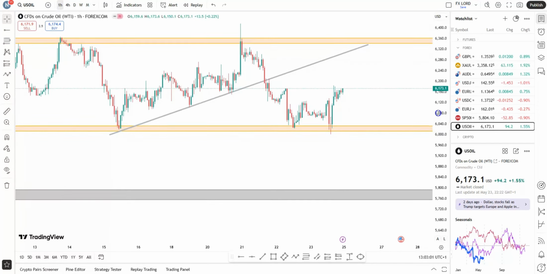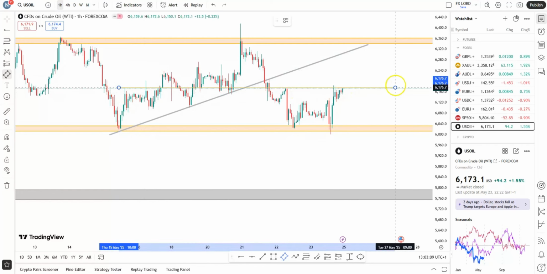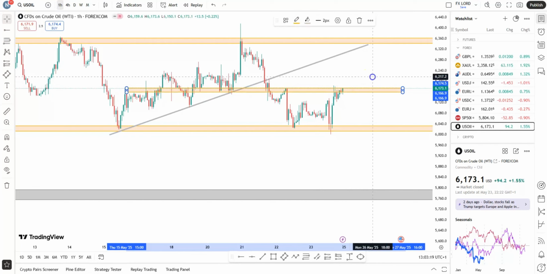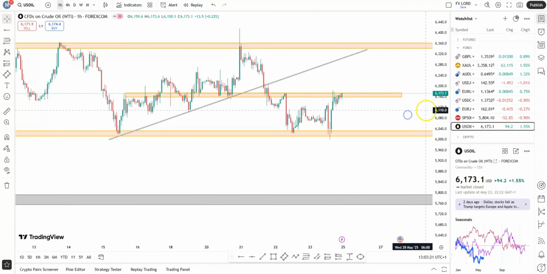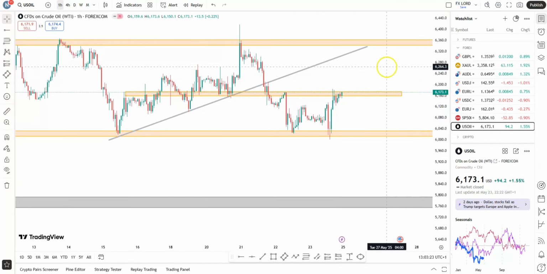So let's look at what's going to happen. If I draw this level, you can see something like this happening here. You can see something like this is a level. Something is happening.